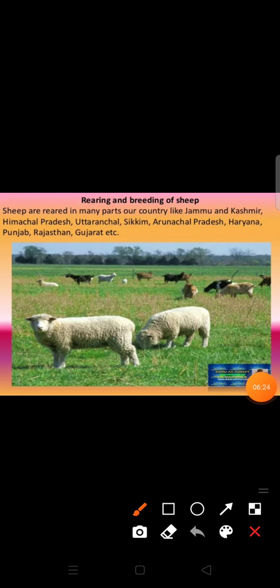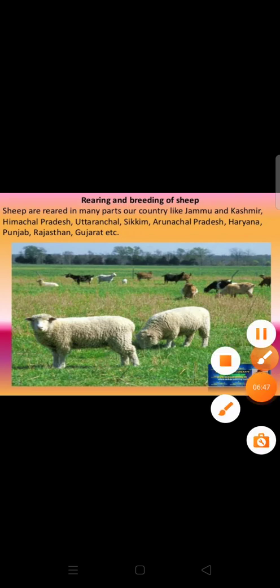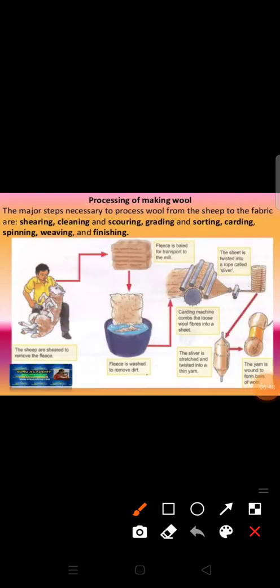So in many countries sheep are reared, and in many parts of our country also, like Jammu and Kashmir, Himachal Pradesh, Uttaranchal or Uttarakhand, Sikkim, Arunachal Pradesh, Haryana, Punjab, Rajasthan and Gujarat, sheep are reared. After rearing, the major steps necessary to process wool from the sheep to the fabric are shearing, cleaning, scouring, grading, sorting, carding, spinning, weaving and finishing.